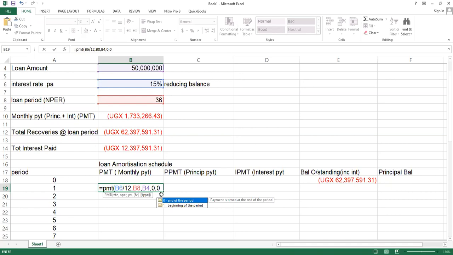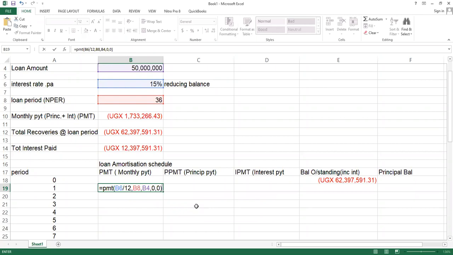Because when you put 0, it means that payment is timed at the end of the period. If you put 1, then that means payment is timed at the beginning of the period. So our payments, the timing is at the end of the period. Then I close the bracket.